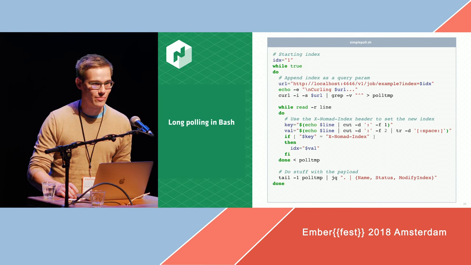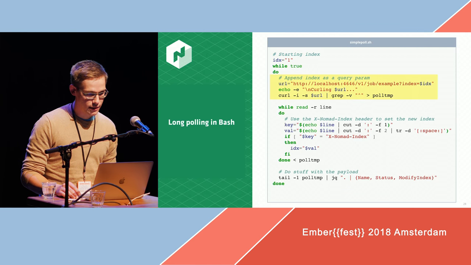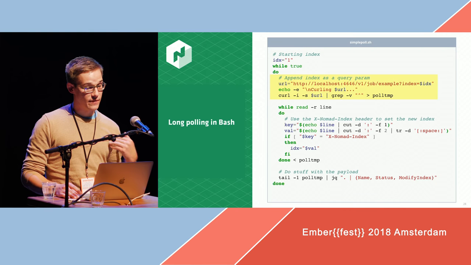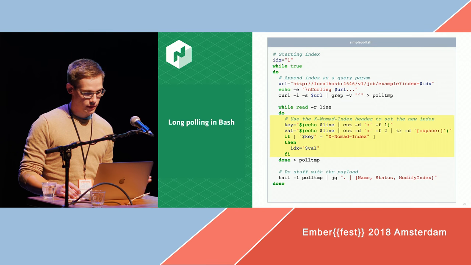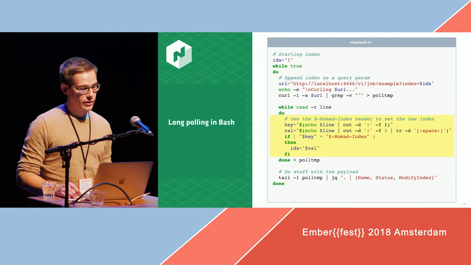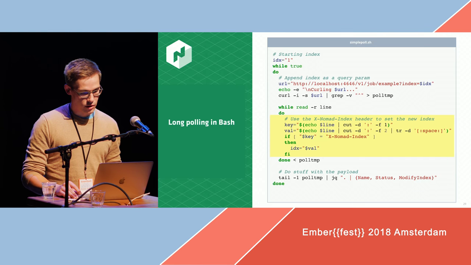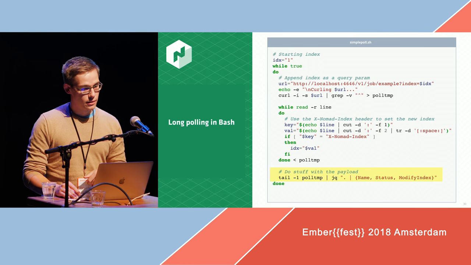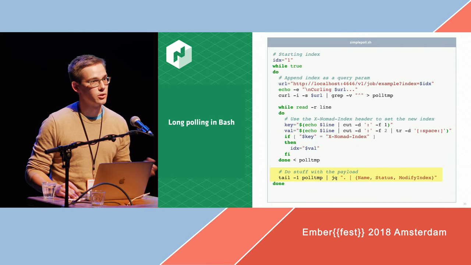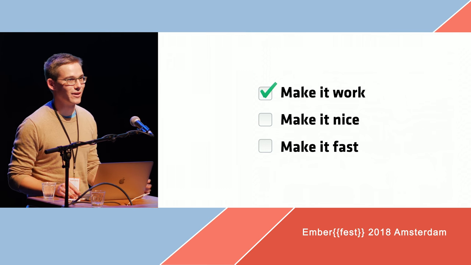So this is long polling in Bash. First thing we need to do is set an initial index value. And then we can use curl to fetch this URL. And then we have an infinite loop here, excuse me, we're already in the infinite loop. This loop is going to read over the headers, find the X-Nomad-Index header, update the index to that value, and then we do stuff with the data, and then the loop will turn over, and we use this new index value. And that's all there is to it. There we go. We've made it work.